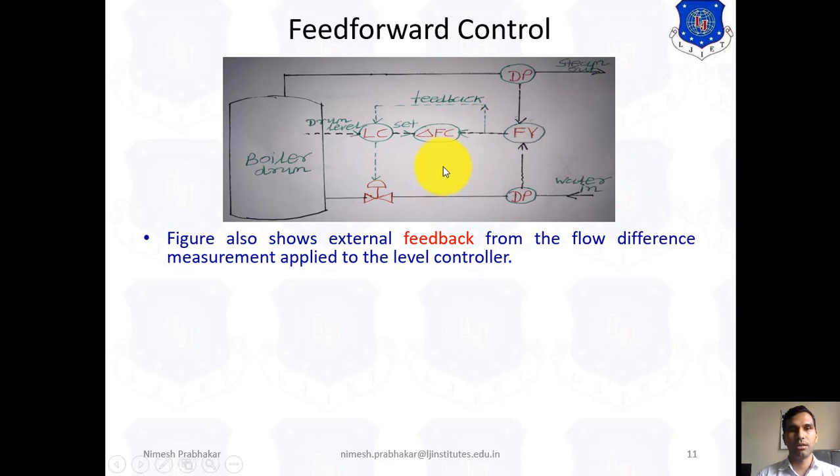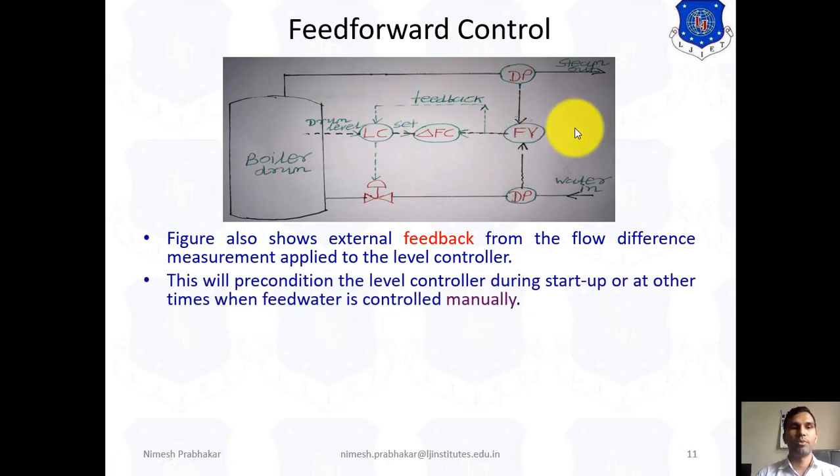We can see here this is a feedback loop present here. So what is the function of this feedback loop? We can understand. The figure shows the feedback from the flow difference measurement applied to the level controller. Here this is a flow difference measured by this system, and this is applied directly to this level controller. So the level controller regulates the level of water inside this tank by this flow difference.